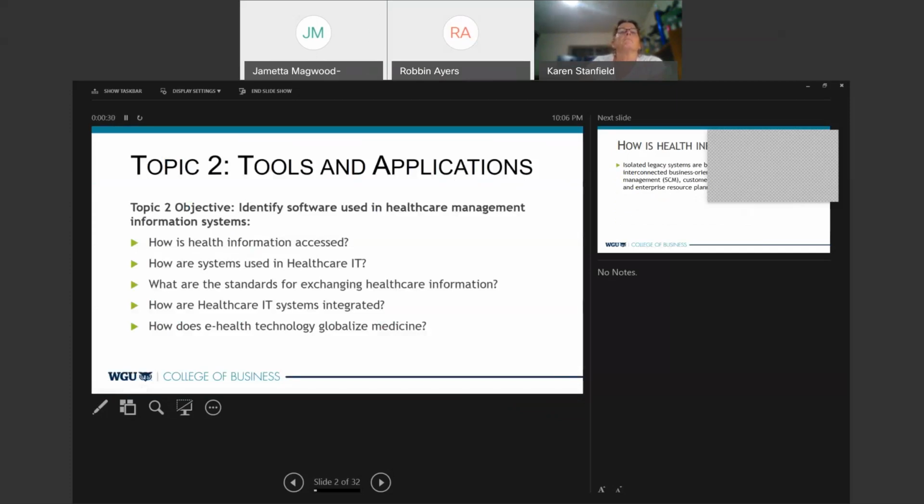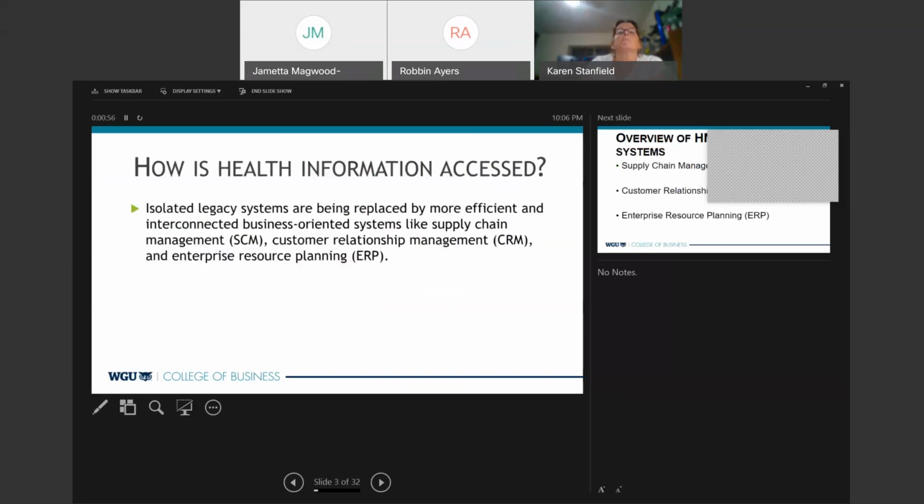Topic 2, the objectives here, questions rather, that we are going to make sure we address is, how is health information accessed, okay? How are the systems used in healthcare information technology? What are the standards for exchanging healthcare information? How are healthcare IT systems integrated? And how does e-health technology globalize medicine? So in our discussion tonight, that's what we're going to focus on.